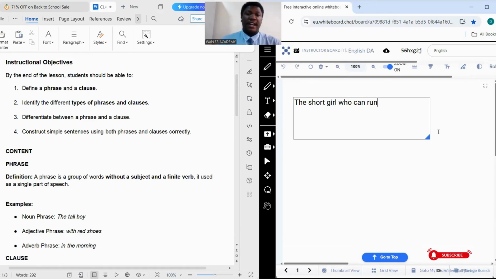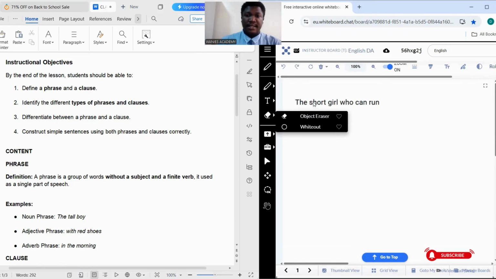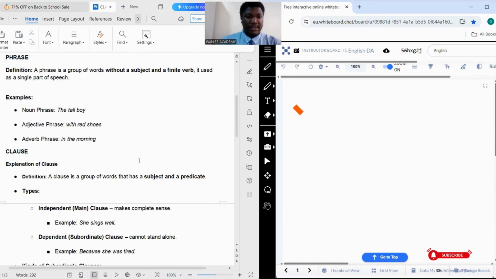A phrase cannot have both a subject and a final verb. A phrase might have a subject, but would not have a verb. A clause would have a subject and a verb together because a subject and a verb together will make that sentence make complete sense. So let's look at some other examples of phrases and clauses.